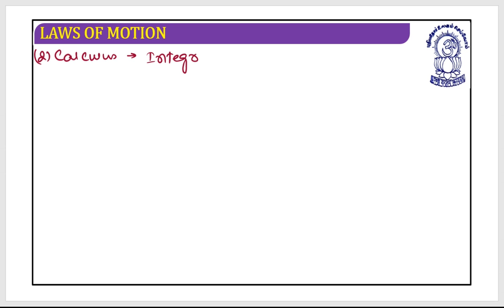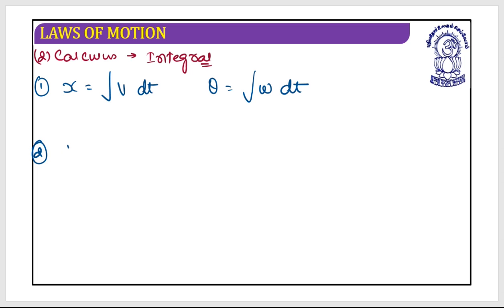We are talking about the integral calculus. For integral calculus, first, x is equal to the integration of v dt. In the same way, theta is equal to the integration of omega dt. Second, v is equal to the integration of a dt. Here it could be written as omega is equal to the integration of alpha dt. So these are the integral calculus relations that we can relate.